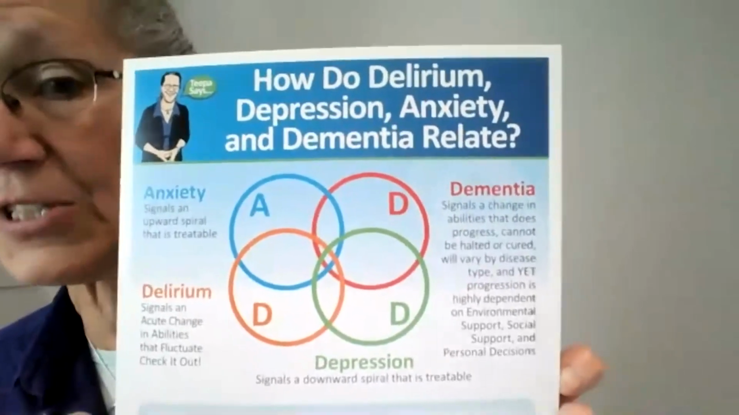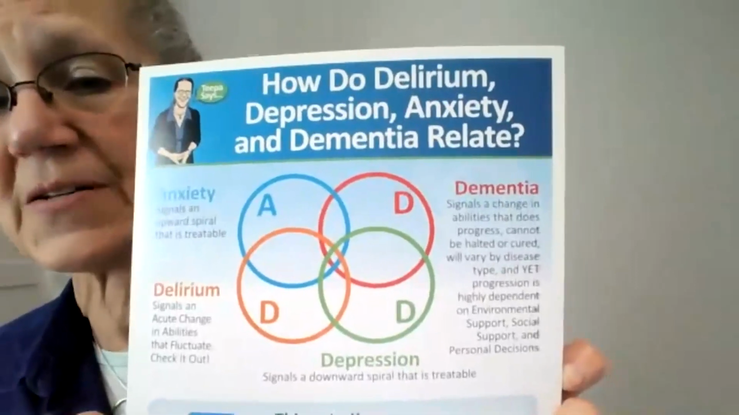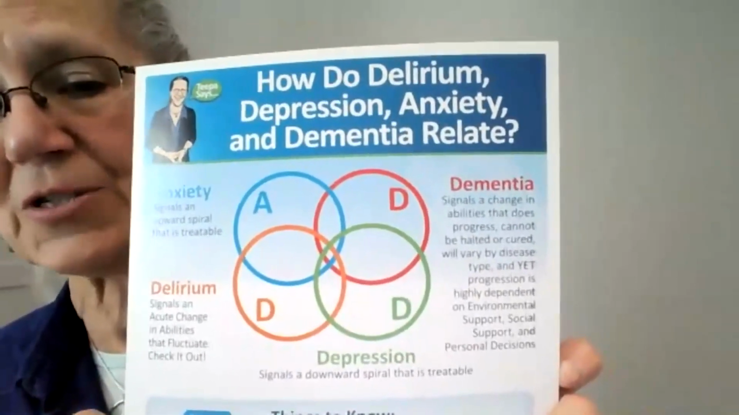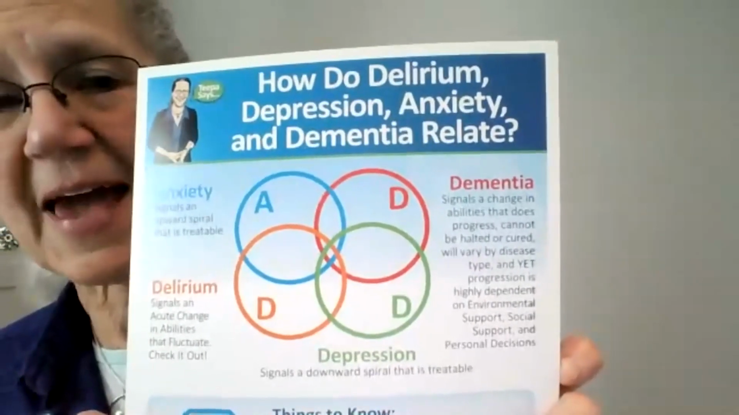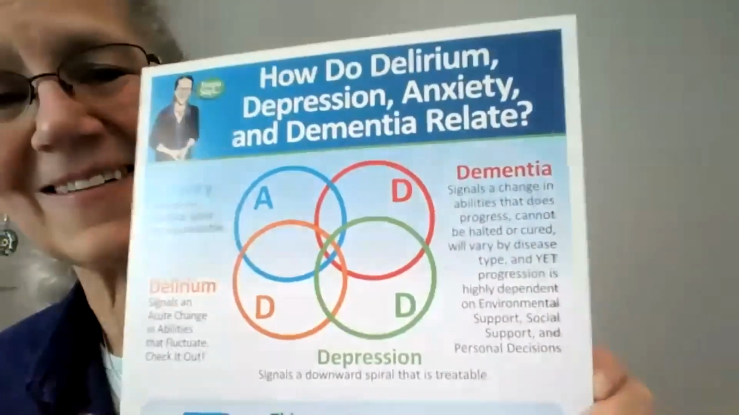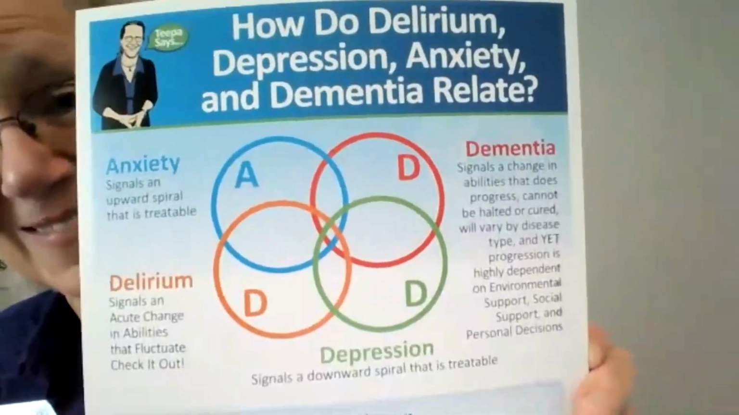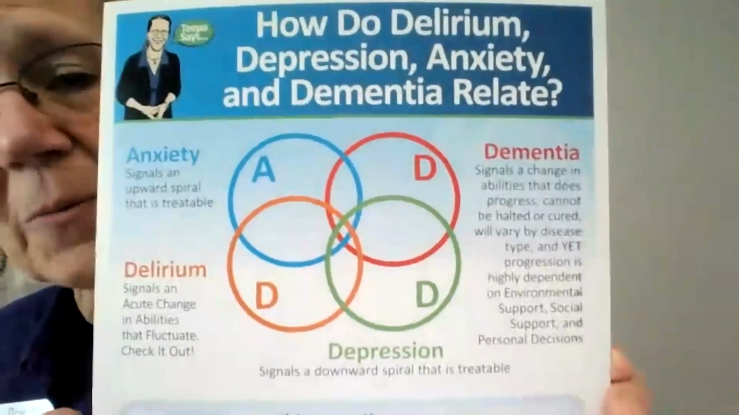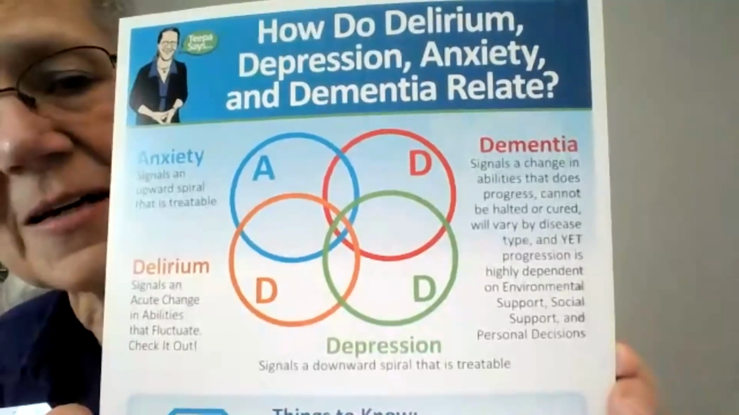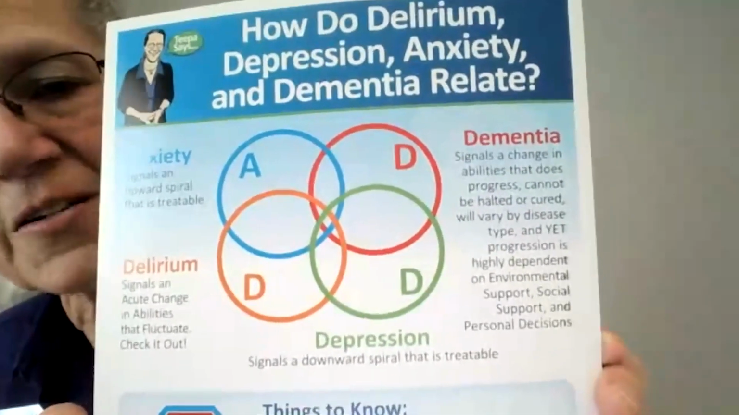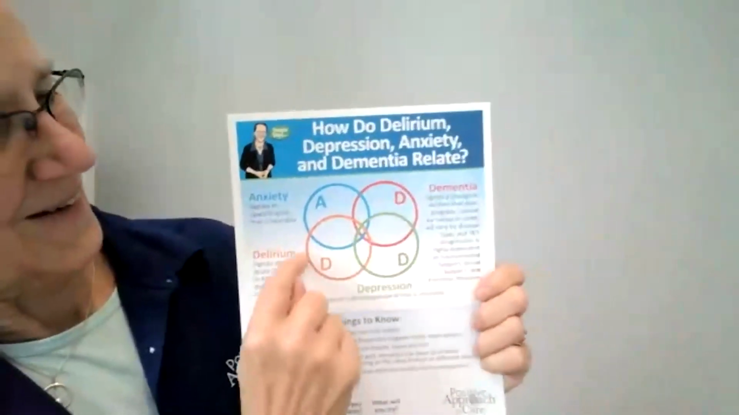It used to be, I would tell you 10 years ago, 5 years ago, 3 years ago, we were just saying the 3 Ds, delirium, depression, dementia. In our world, we added an A. Why did we add the A? Anxiety can be treatable. If we look at the D and A, depression and anxiety, where do you notice they are? They're on the same side.